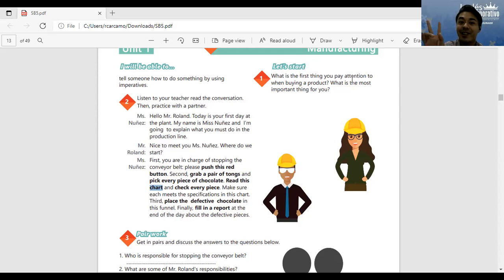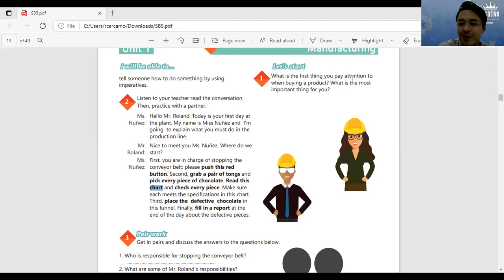Based on that, he's going to discard certain pieces of chocolate that are defective. But how do we know that they are defective? That's the information that we're going to find in that chart. But very good. So anyway, nice clarification, Denise. Thank you very much. Okay. Nice. All righty.